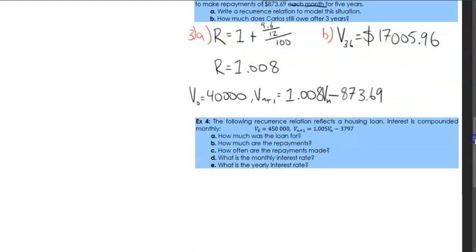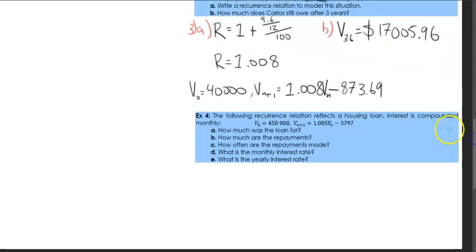All right, last example here. The following recurrence relation reflects a housing loan. Interest is compounded monthly. The starting amount, $450,000. And to get the next amount, you multiply the previous amount by 1.005, and then you subtract $3,797.